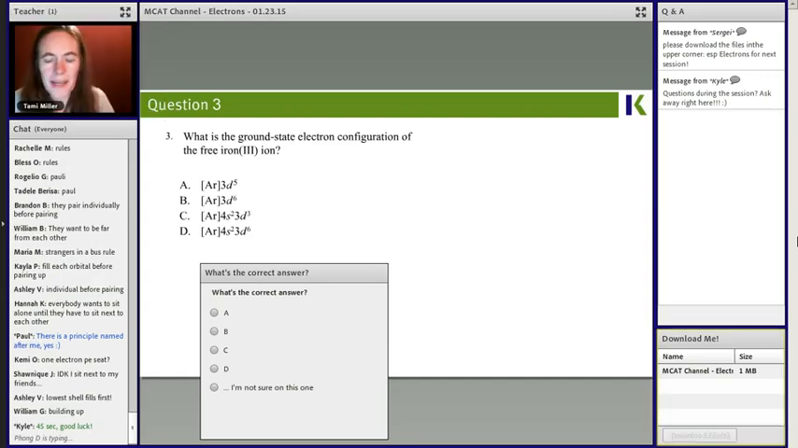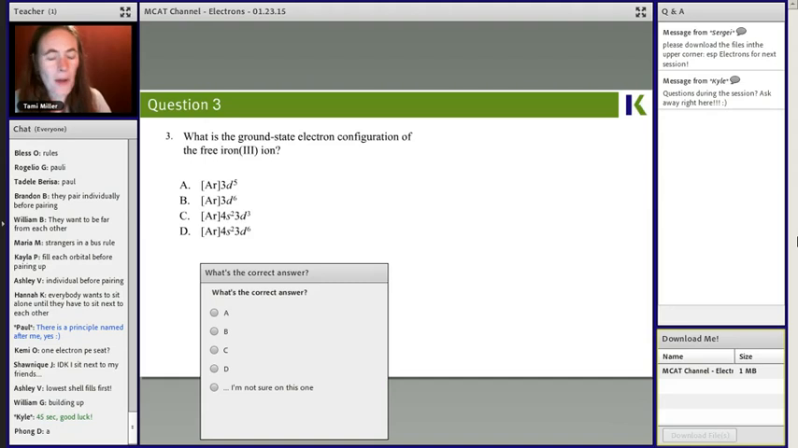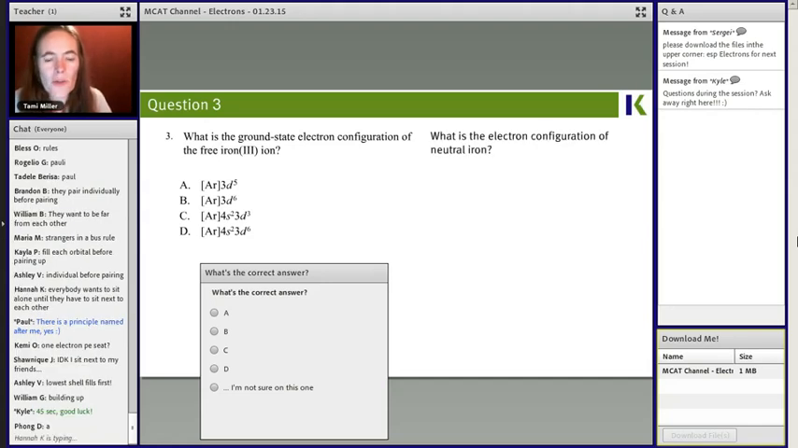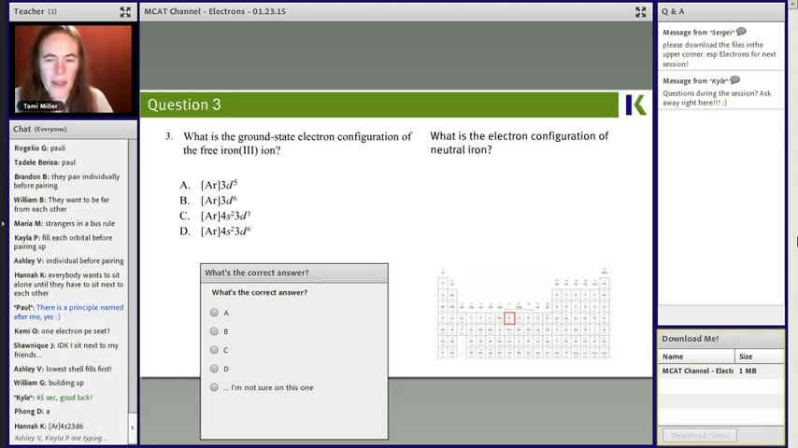All righty. So I will tell you that about 25% of us got this question correct. So my first question to you is, what is the iron? What is a neutral iron atom? What is that going to be? So we have to start there, and we're going to look at our periodic table to get it. Argon, 4s2, 3d6. Nice, Hannah.